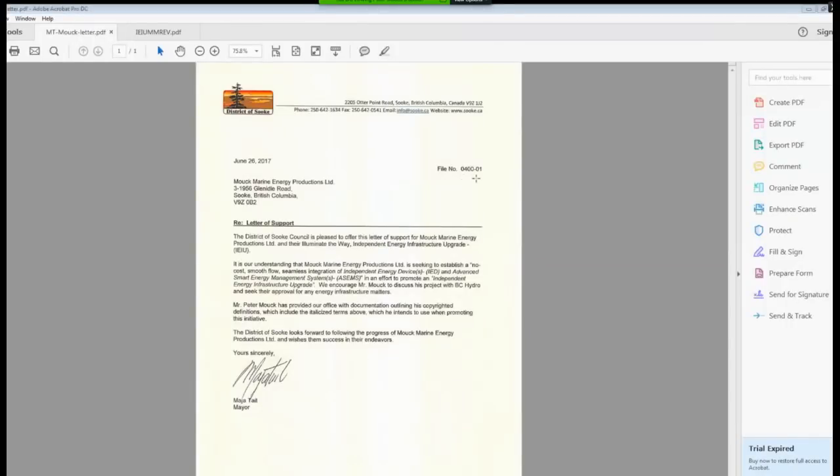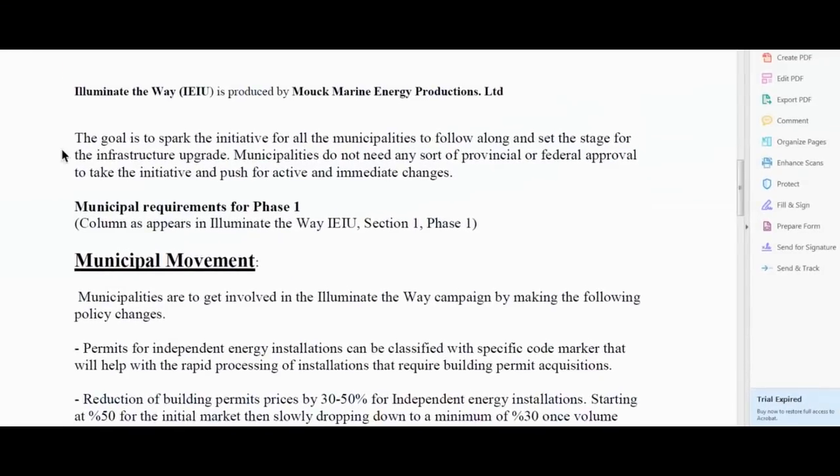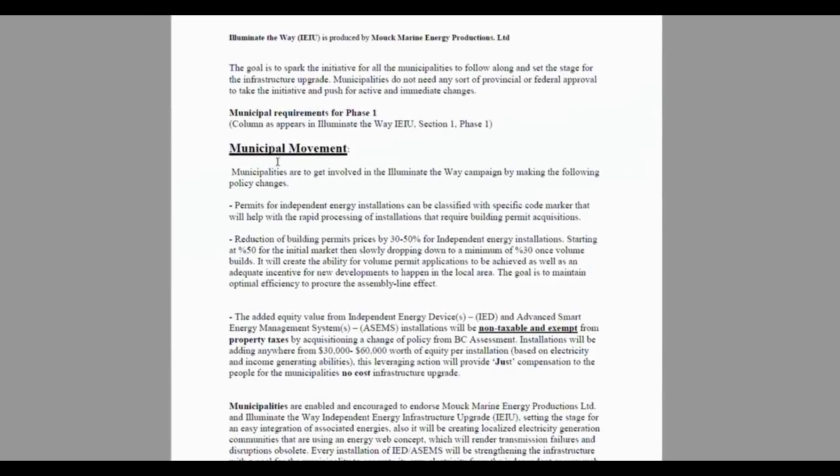This is what municipalities need to do. As it states, this is the actual document you can find at the souk.ca website, June 26th. I've submitted it actually a few times. This is the finalized copy of it, but as it states here, because this is phase 1, section 1, municipal movement. That's the actual name of the one part here.